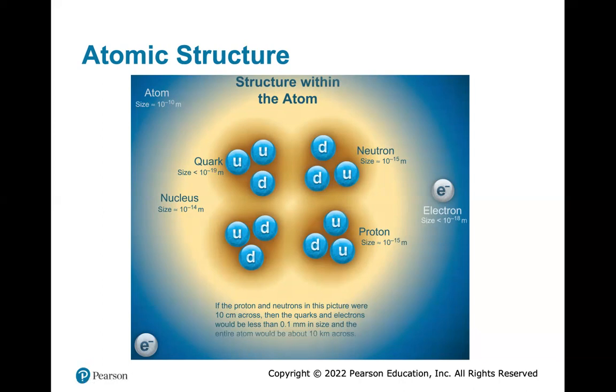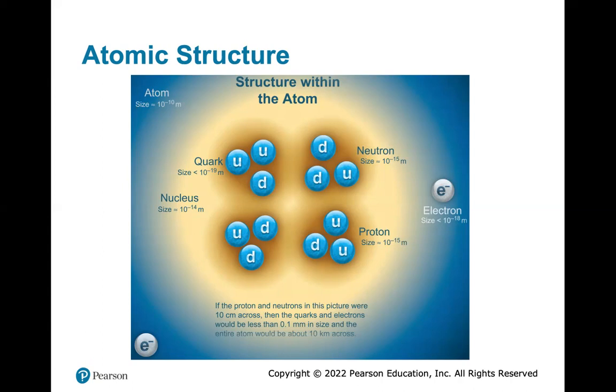This is the nucleus of an atom, and the main reason why I'm showing this is this little caption down here, so that we can get an idea of the scale. If the proton and neutrons in this picture were 10 centimeters across, then the quarks and electrons would be less than 0.1 millimeters in size, and the entire atom would be about 10 kilometers across. So the outer shell, if you want, of the electron cloud would be 10 kilometers across.